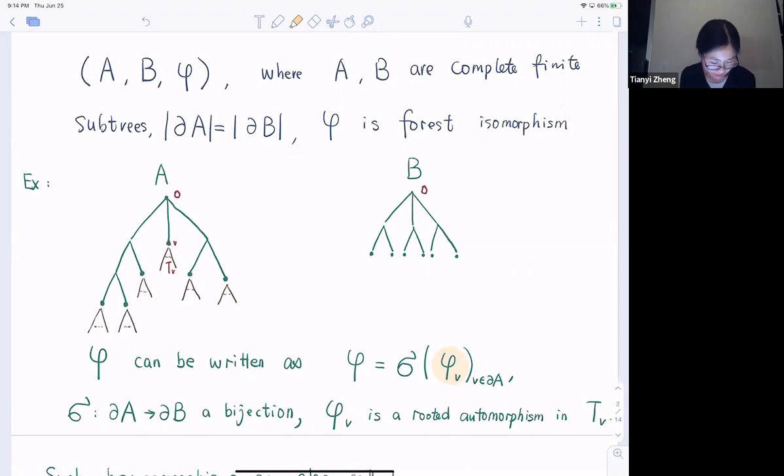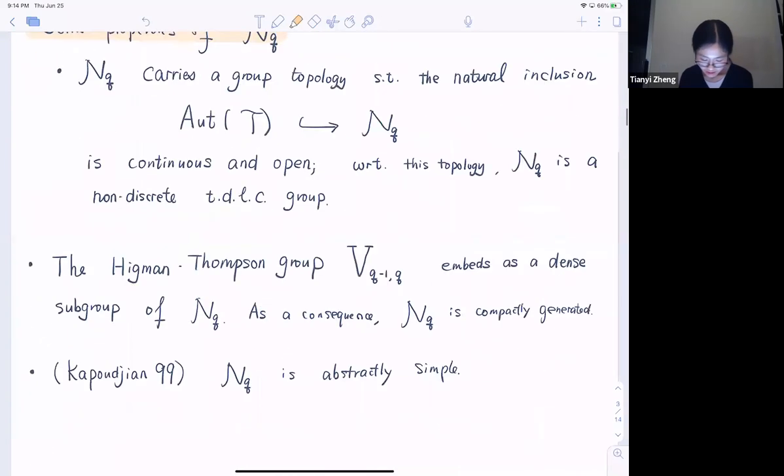Here the root has Q children, and the other vertices have Q minus one children downward. So according to the usual notation, these are written as V_{Q-1,Q}. Just by this description, you can see that the Higman-Thompson group V embeds into N in this very natural way. And if you look at the topology for a moment, it's clear that the embedding is dense. This dense embedding of V into N has nice consequences. In particular, it implies that N is compactly generated. You can take a finite generating set for V together with one compact open subgroup, and then you can generate N.